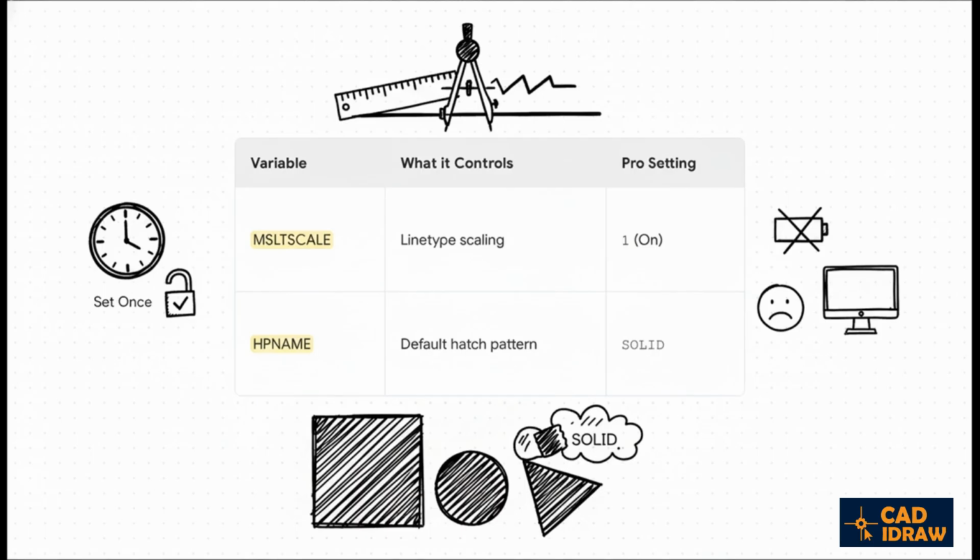Next is HPNAME. If you're tired of that default angled line hatch, you can change HPNAME to solid or whatever pattern you use the most. But there's a catch. This setting doesn't stick around when you restart AutoCAD. So how do we fix that?